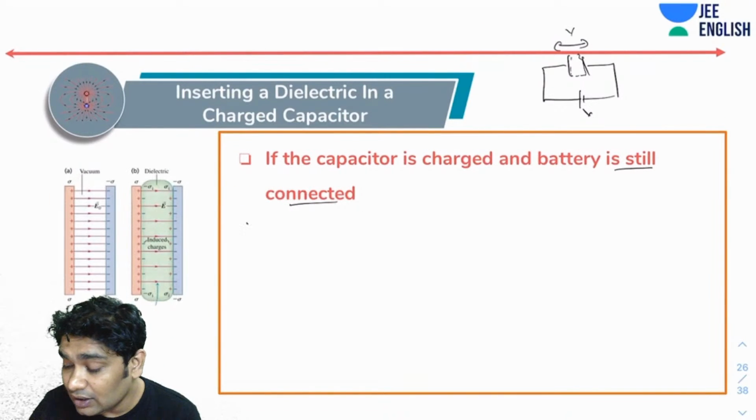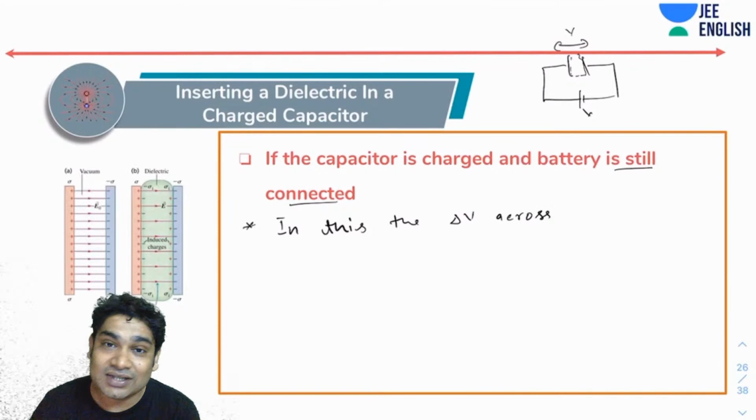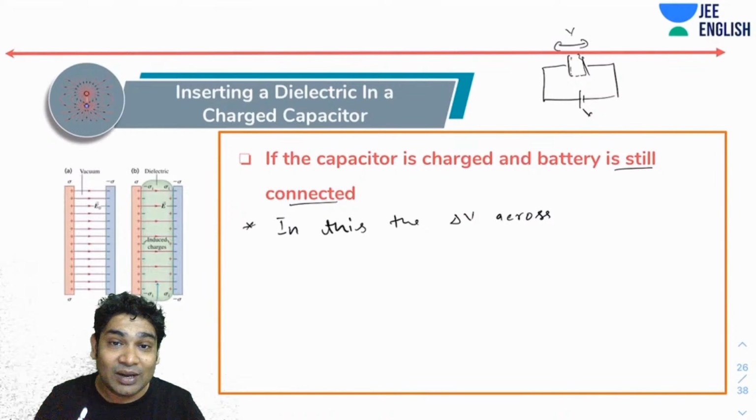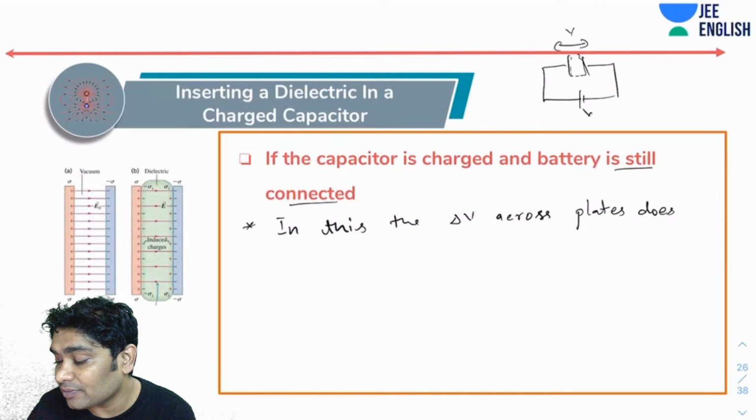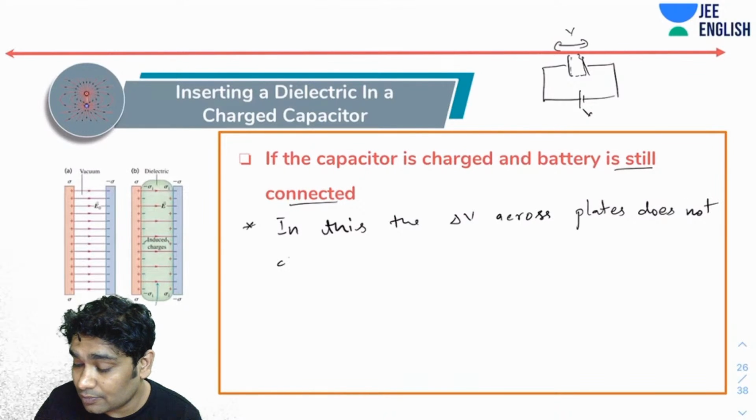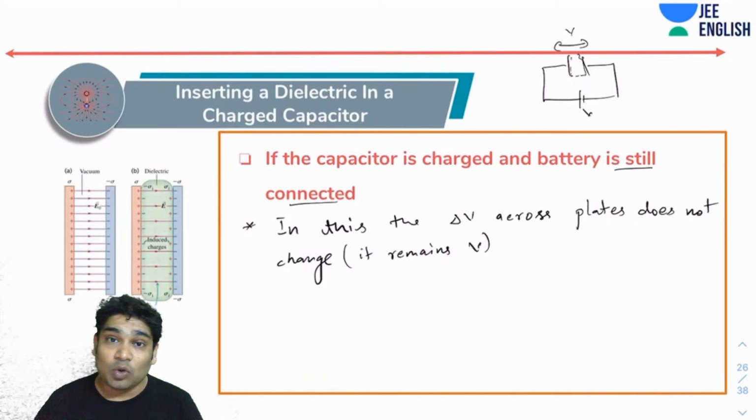So please remember this. In this case, the V, the delta V across the plates, does not change. Why? Because that is the role of the battery. The battery will maintain that potential difference across the plates. So it remains V.